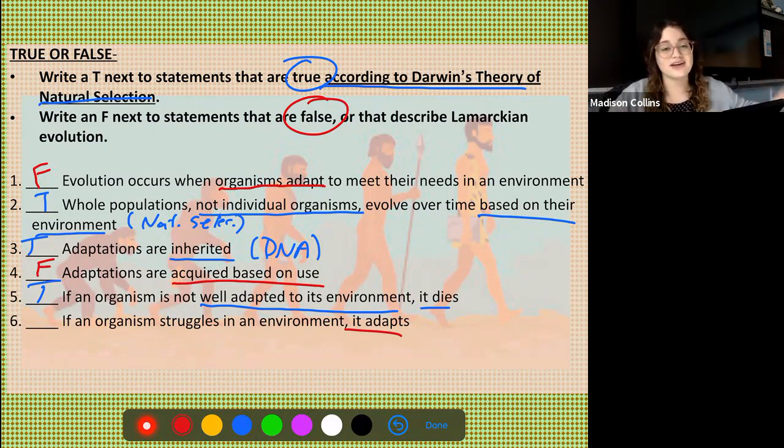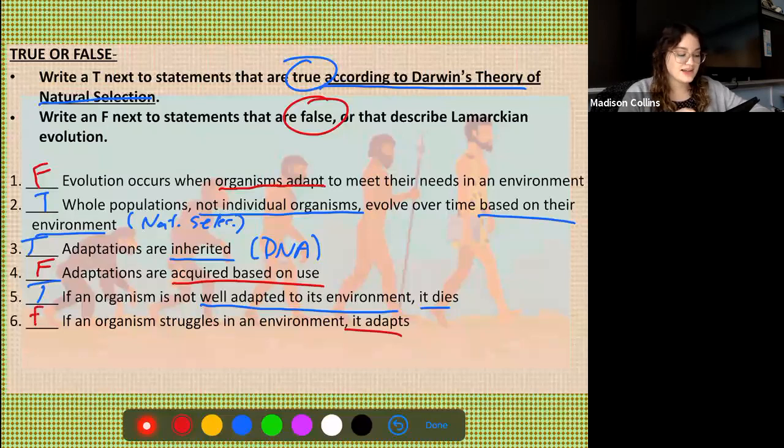No, it doesn't work that way. If an organism is not well adapted for its environment, it's going to die. It cannot just choose to adapt. It has to have an adaptation that allows it to survive.